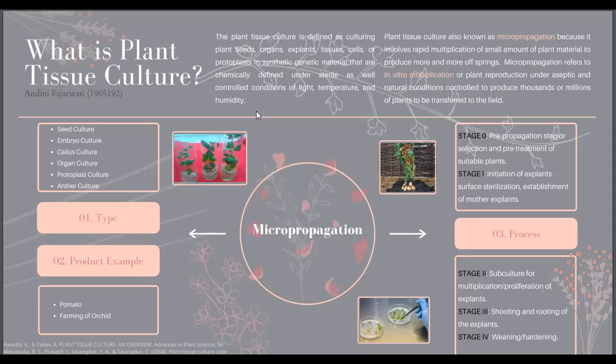Okay, then next is Mr. Okay, thank you, Fariza. Okay, thank you, Miss Andini, for the great presentation related to plant tissue cultures. I would like to clarify the term in here. In your mind map, you say in vitro multiplication or plant reproduction under aseptic and natural conditions. May you explain more, what is the aseptic and natural condition to grow plant tissue culture? Thank you.